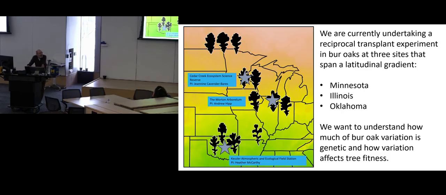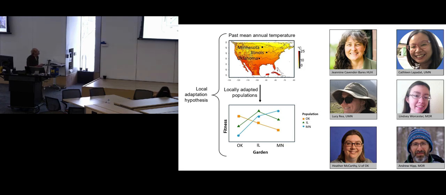The goal here is to understand how much of the prodigious bur oak variation we observe is genetic and how that variation affects tree fitness or performance. So the design here, which was set up by Janine Cavender-Barris, is a standard quantitative genetic design. Our expectation is that populations would be locally adapted, that the Oklahoma garden of trees would perform best in Oklahoma, that the Illinois plants would perform best in Illinois, that the Minnesota plants would perform best in Minnesota.